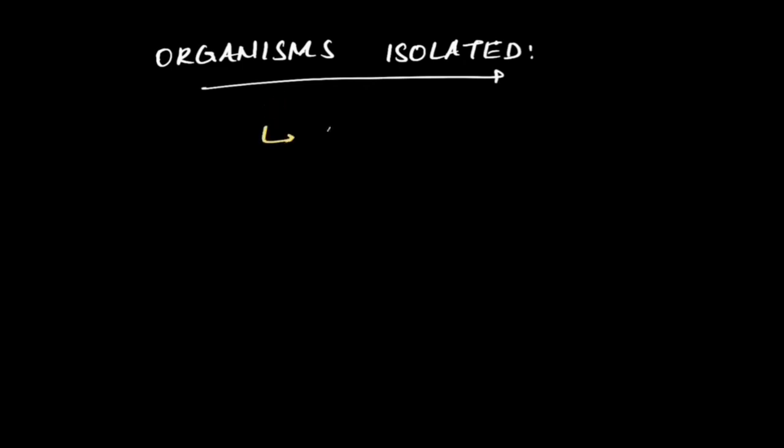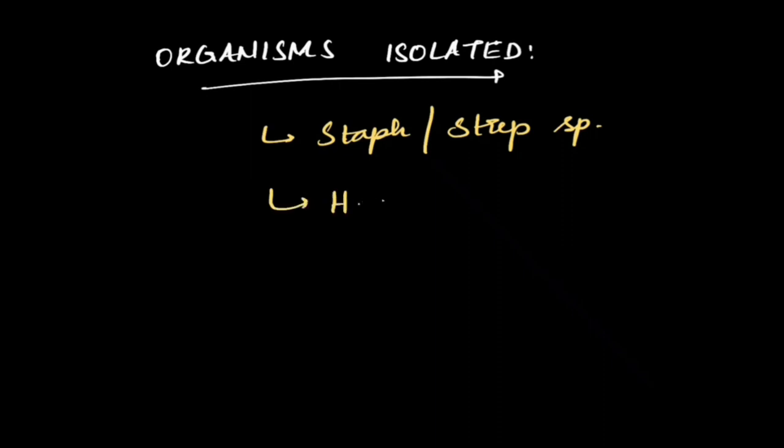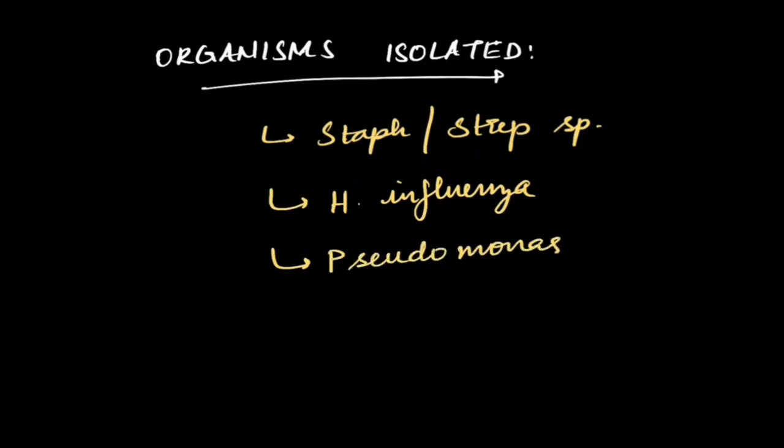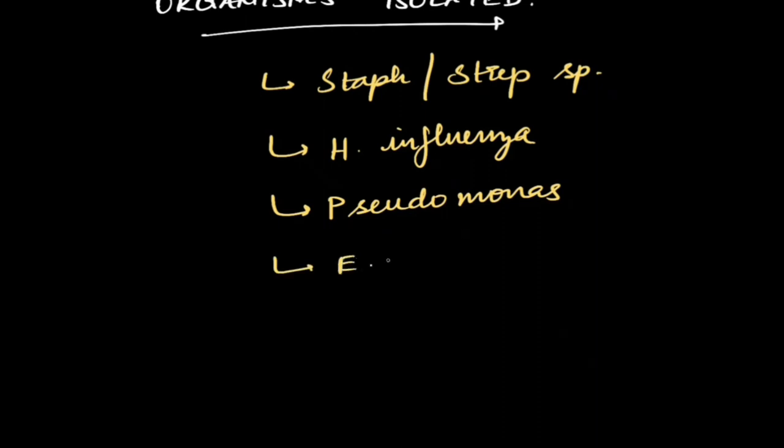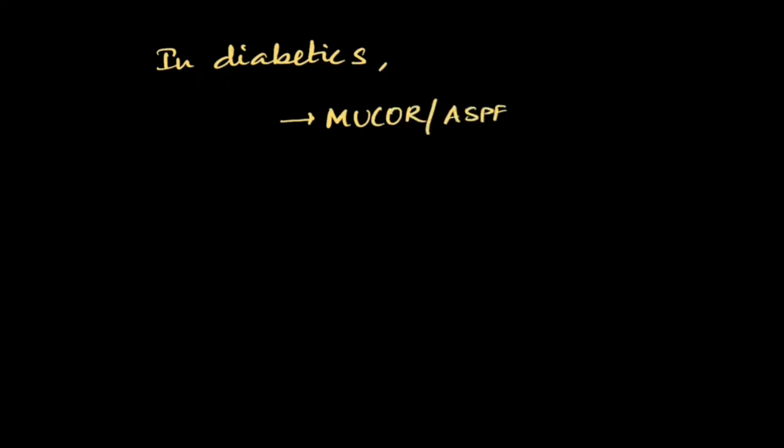The most frequently seen are staph and streptococcus species. And even Haemophilus influenzae and Pseudomonas could be seen. And sometimes Escherichia coli is also seen. These are in normal people, and if the patient is diabetic, then Mucor and Aspergillus infections are also possible.